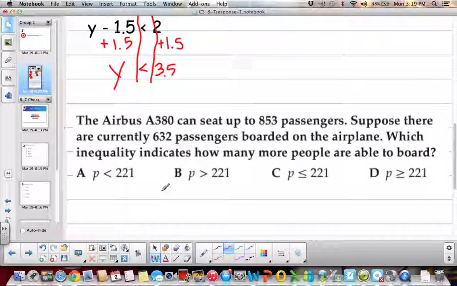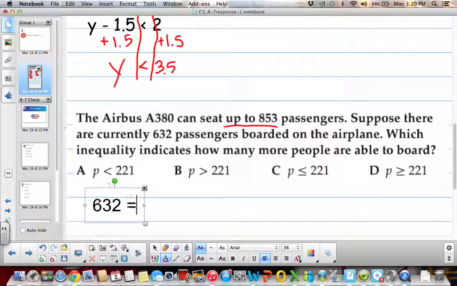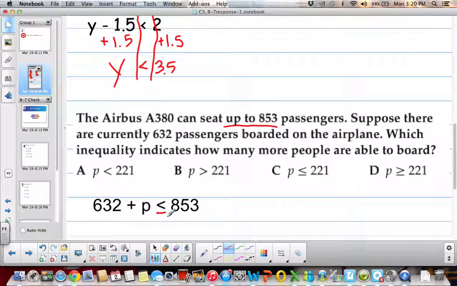Okay, the Airbus A380 can seat up to 853 passengers. Suppose there are currently 632 passengers boarded on the airplane. Which inequality indicates how many more people are able to board? So up to 853, so that means less than or equal to 853. So if we have 632 currently, 632 plus P, we know that it has to be less than or equal to 853.